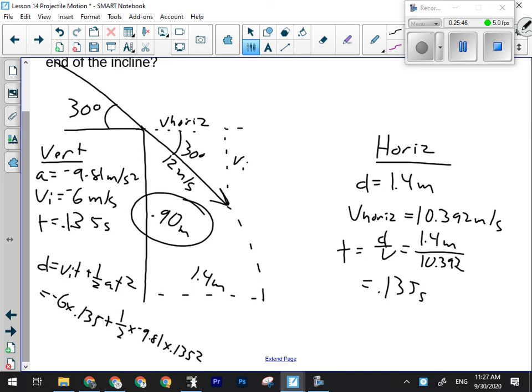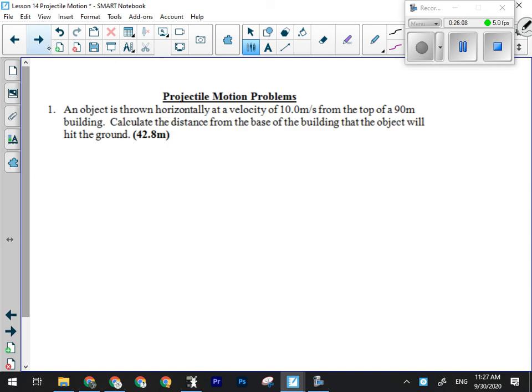Are all the principles for these all the same though? Regardless of what I ask you to find or how I twist one of these, in the end it always comes down to I have a vertical component and a horizontal component. I can use V equals d over t for the horizontal, and it's accelerated motion for the vertical. It always comes back to the same ideas, regardless of how tricky I might make it.